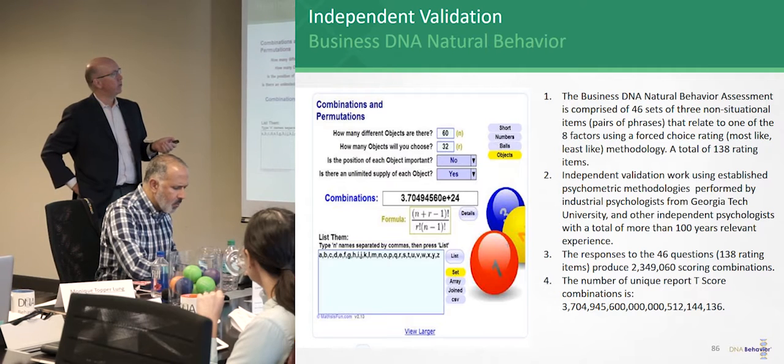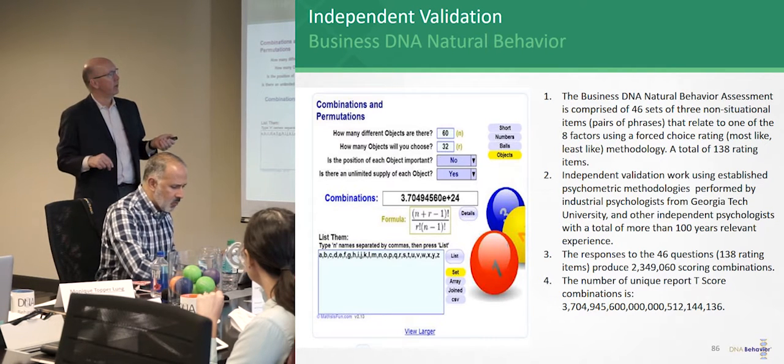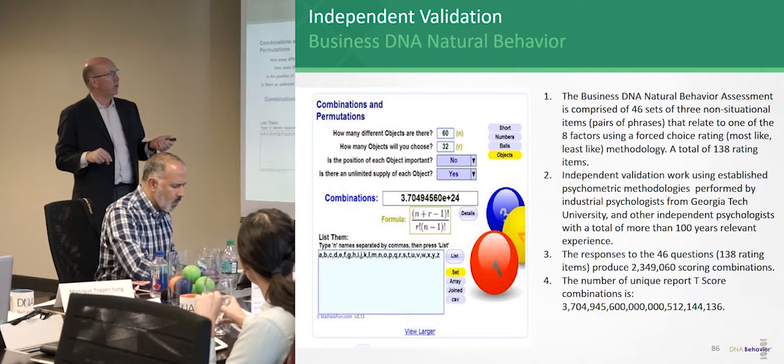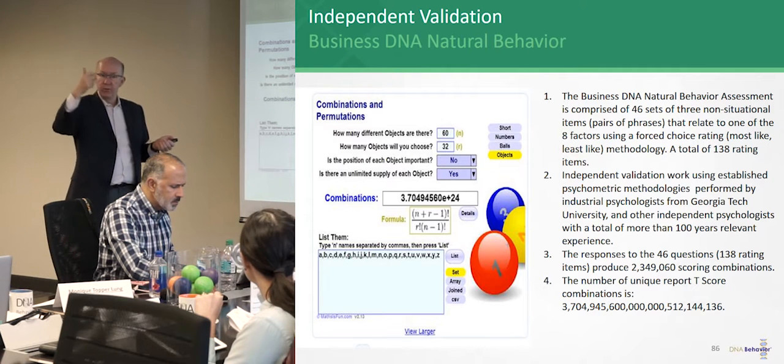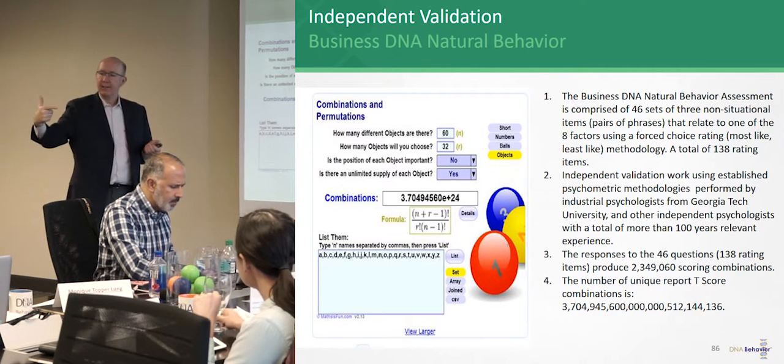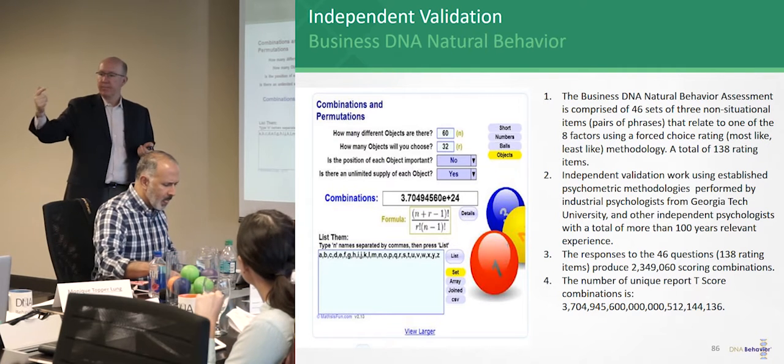how we've built this, and you'll recall when you completed it, you answered 46 questions, and in each question there were 3 items, which were either a word or a phrase, and you were choosing most like and least like, and one got left out.